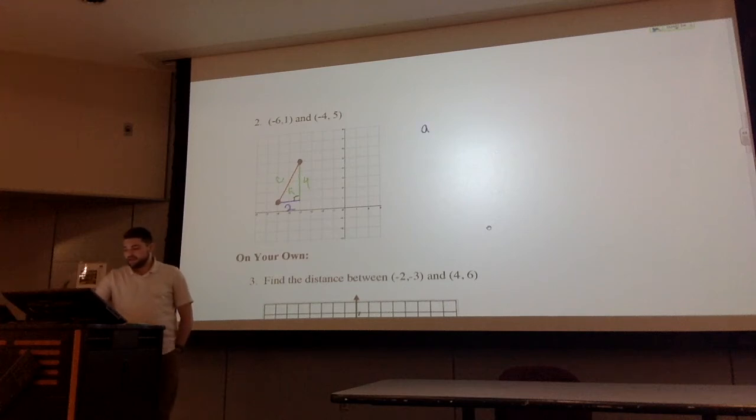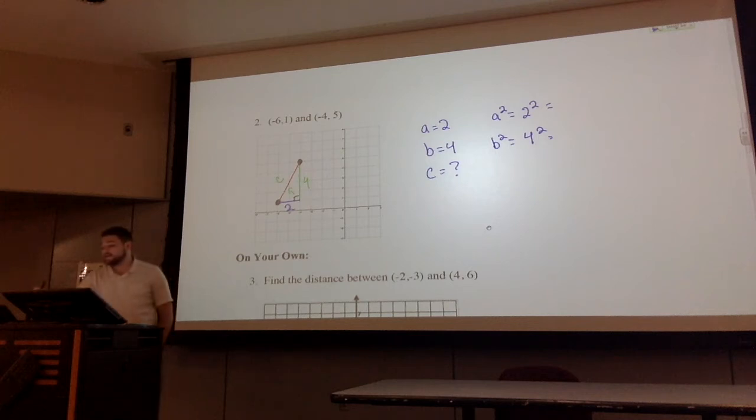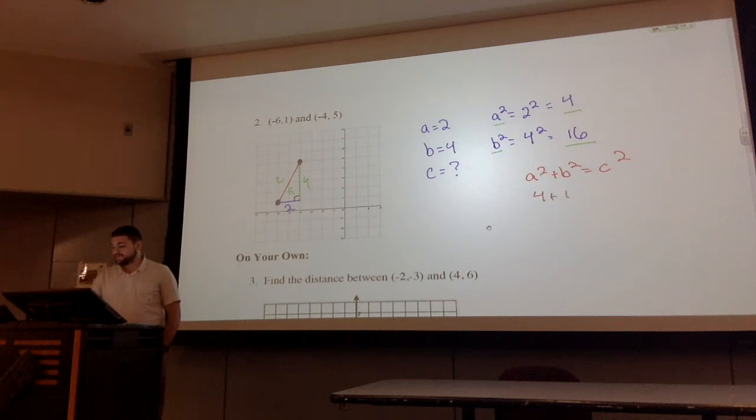So now we know that A equals 2, B equals 4, and C is that question mark. So we have A squared equals 2 squared, and B squared equals 4 squared, and 2 squared equals 4, and 4 squared equals 16. And then we take our formula of A squared plus B squared equals C squared. Then we're going to substitute the value of A squared in and the value of B squared. You get 4 plus 16 equals C squared. Then we add up that 4 plus 16, which gives us 20 equals C squared.